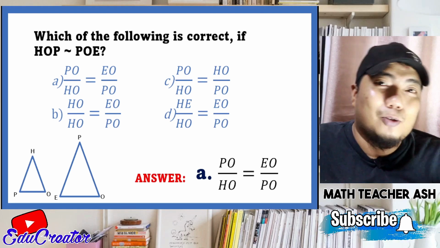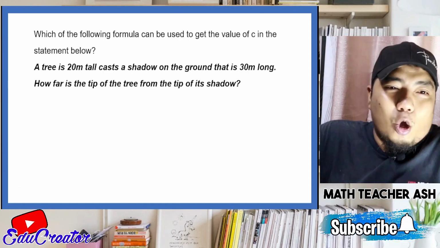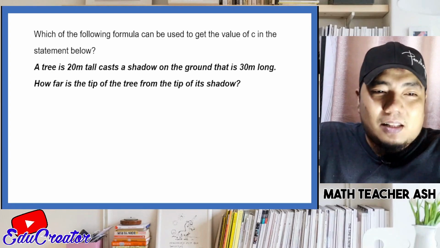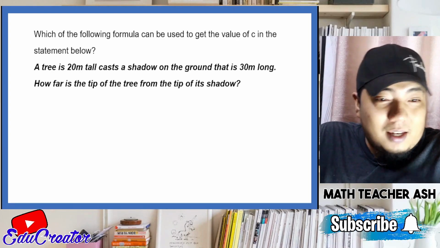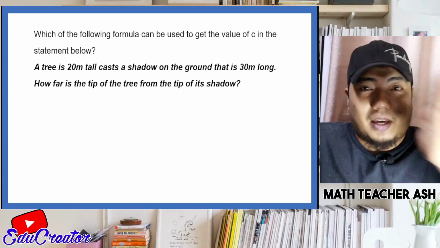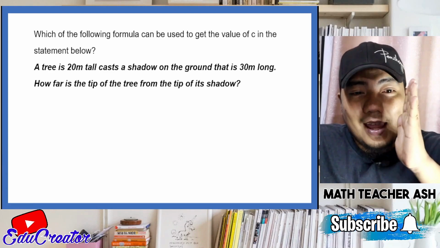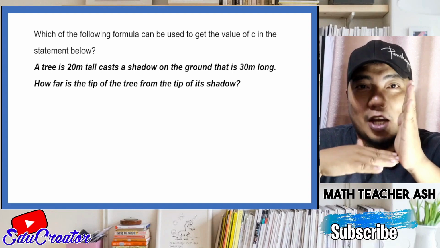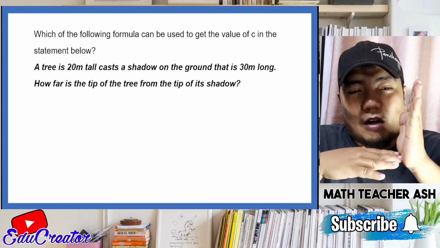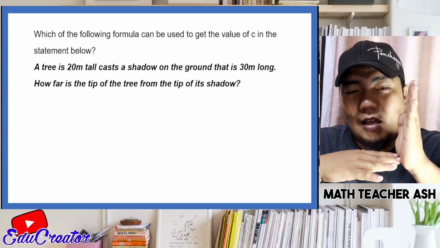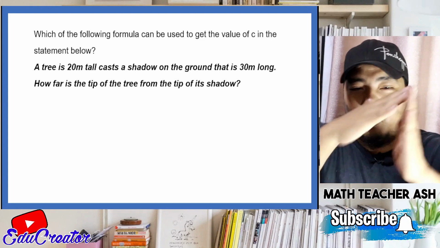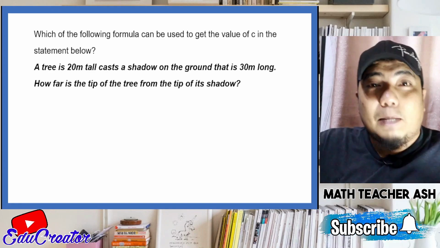So now let us go to question number 2. Which of the following formulas can be used to get the value of C in the statement below? A tree is 20 meters tall. Okay, that is like this. It casts a shadow on the ground that is 30 meters long. So it is like this, the shadow. How far is the tip of the tree from the tip of the shadow? Okay, here. So we are talking about the hypotenuse.